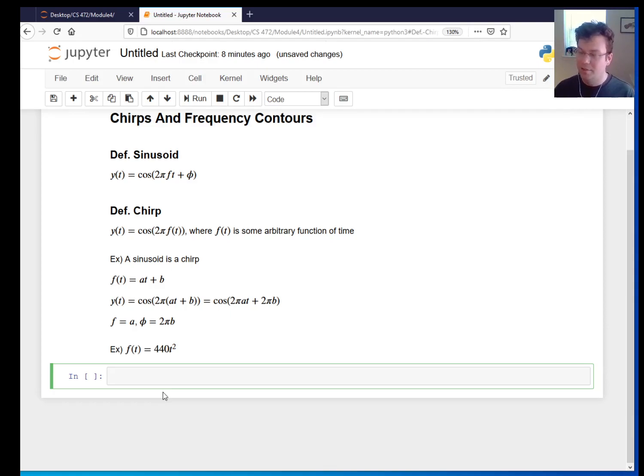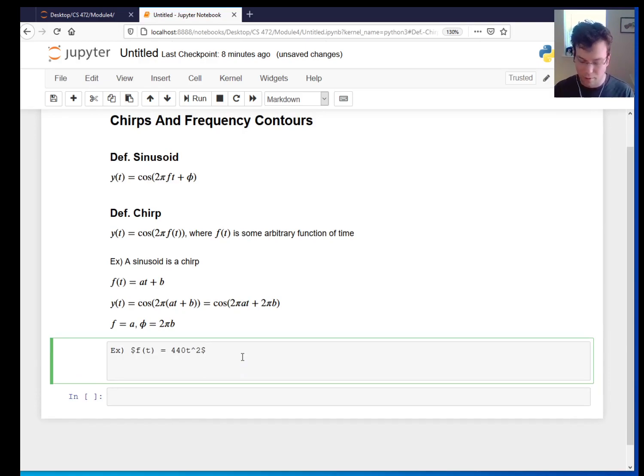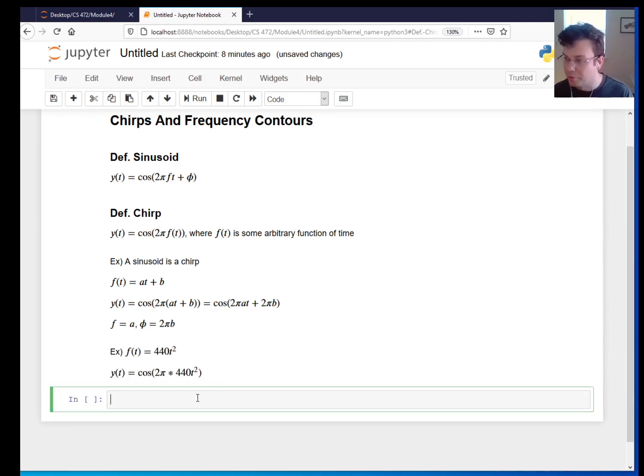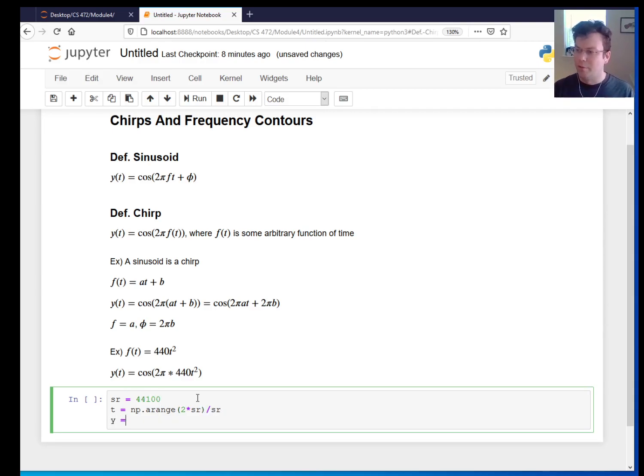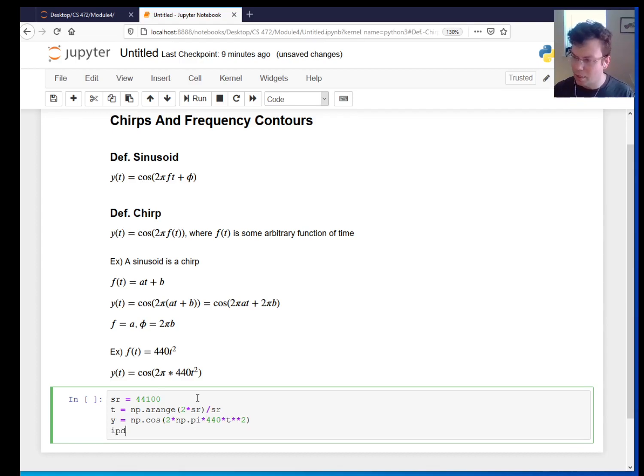Let's go ahead and just listen to this, because what we're going to get is this chirp, y of t equals cosine of 2 pi times 440 t squared. All right, so let's listen to it. So I'll say t is equal to np.arange. Maybe we'll listen to 2 seconds. We'll say the sample rate is 44,100. And I'm saying y is equal to cosine 2 pi 440 t squared.